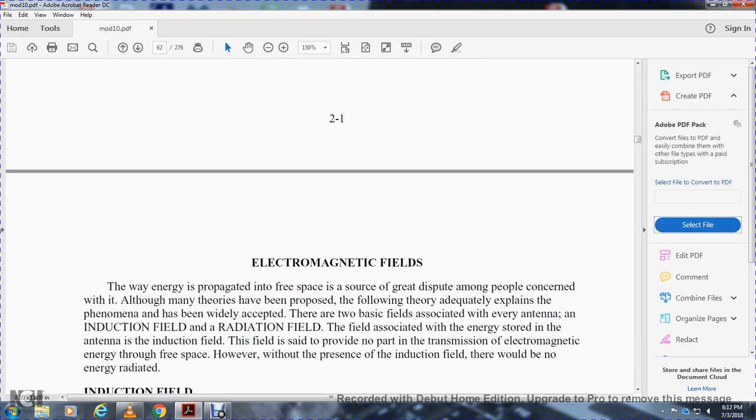All right, electromagnetic field. The propagation of energy through free space has been a concern for a great many people. Although many theories have been proposed, the following theory adequately explains the phenomenon and has been widely accepted. Two basic fields are associated with every antenna: the induction field and the radiation field. The field associated with the energy stored in the antenna is called the induction field. This field plays no part in transmitting electromagnetic field energy through free space. However, without the presence of the induction field, there would be no energy radiated.